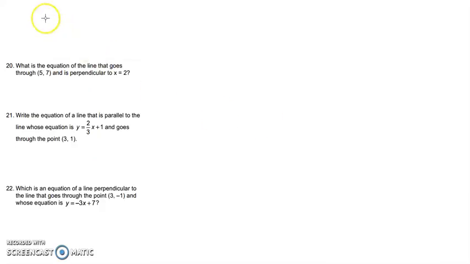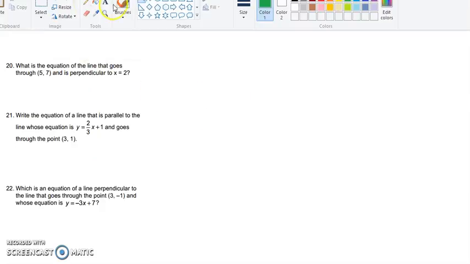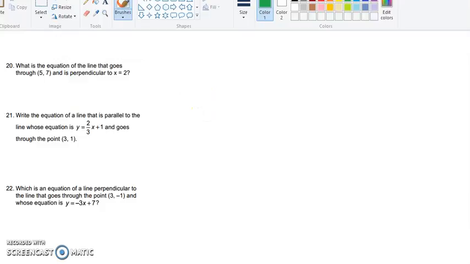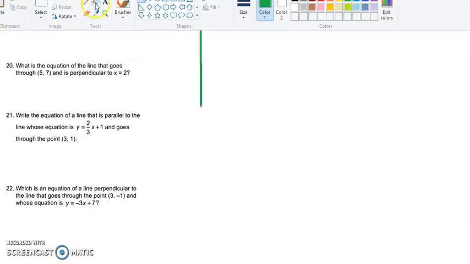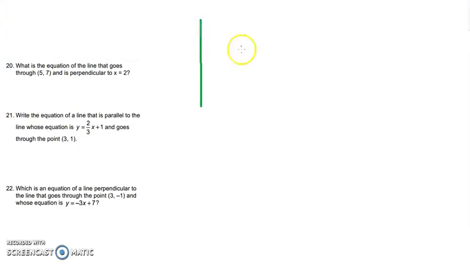Let's talk about parallel and perpendicular equations real quick. So the equation of the line that goes through 5, 7 and is perpendicular to x equals 2. Well, x equals 2 is a straight line like this. That's not a straight line. x equals 2 is a straight line. So let's say this is x equals 2.